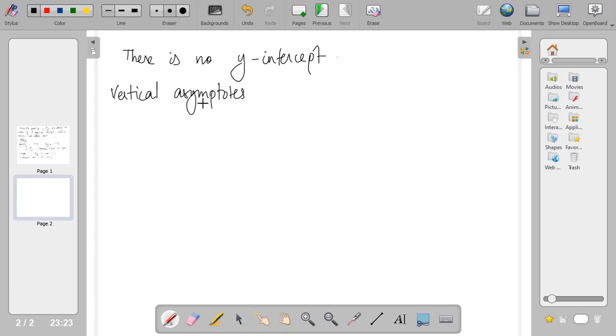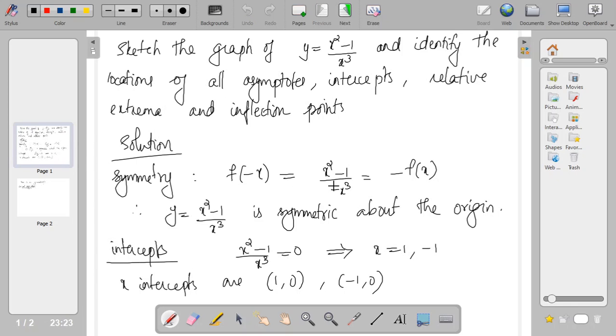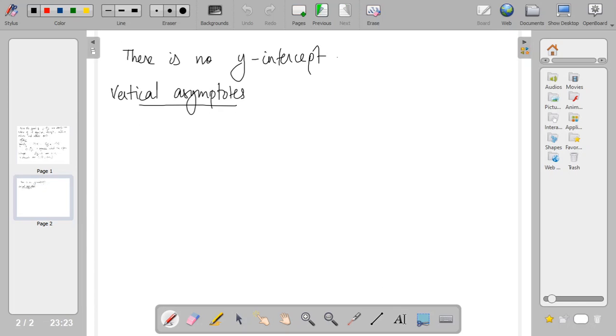Now let us look at the asymptotes. For the vertical asymptotes, we take the denominator equal to 0. The denominator is x³, so x³ = 0 implies x = 0. When x is equal to 0, the y value is infinite. Therefore x = 0 is the vertical asymptote.